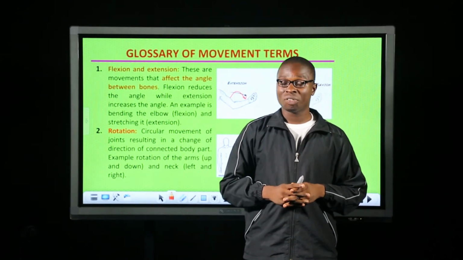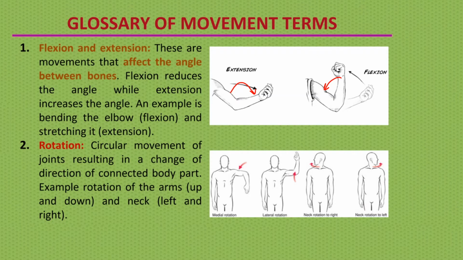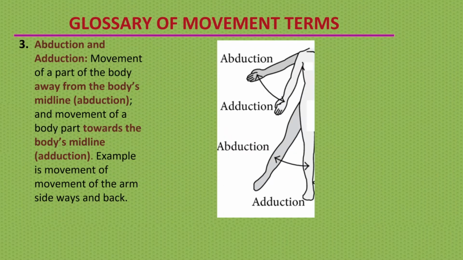Another movement term of interest is abduction and adduction. Abduction is the movement of a body part away from the body's midline. For example, the abduction of the arm means that you are moving the arm sideways away from the body. An abduction of the leg means moving the leg sideways away from the body midline. Adduction is the opposite of abduction, in which there is a movement of a body part towards the body's midline.